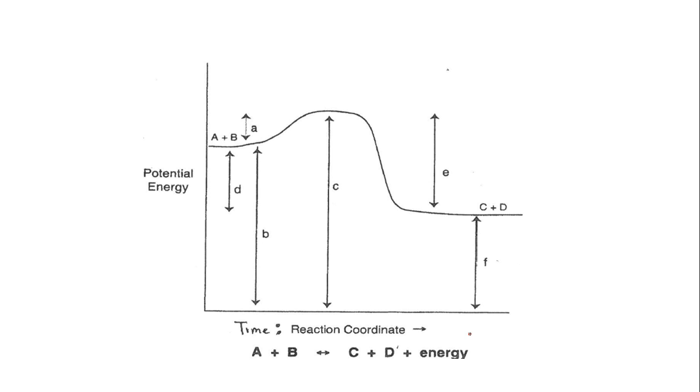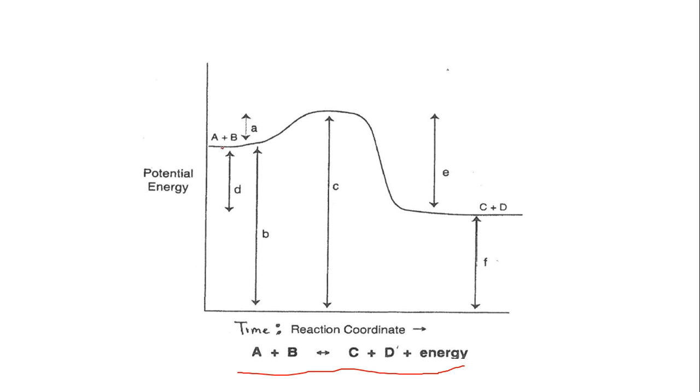So notice as we move from left to right, that's time progressing or the reaction progressing. This is the reaction that we are looking at. So A and B are the reactants, C and D are the products. And so we look at our first question. It says, the above reaction, is it endothermic or exothermic?